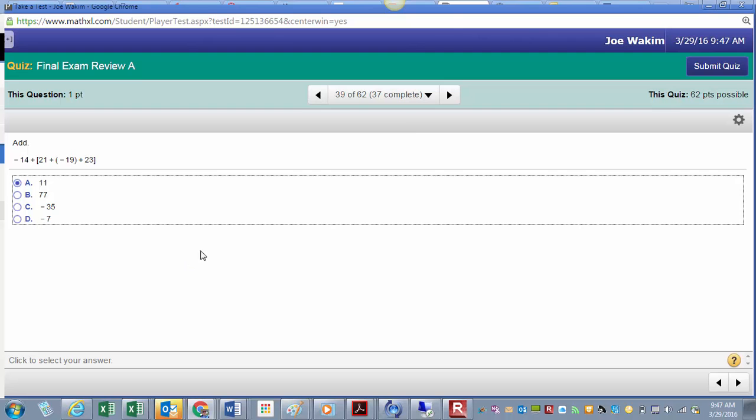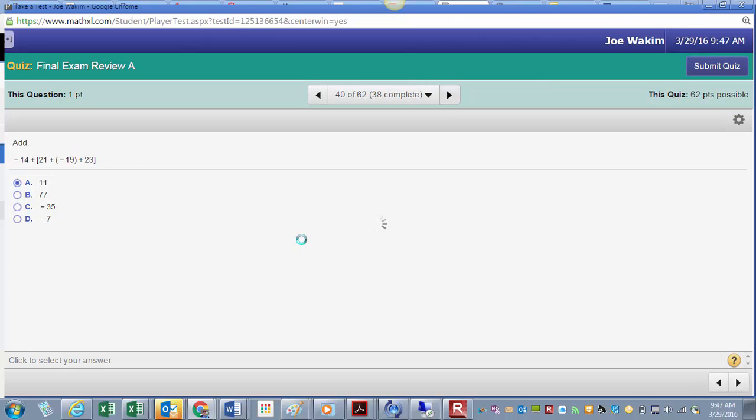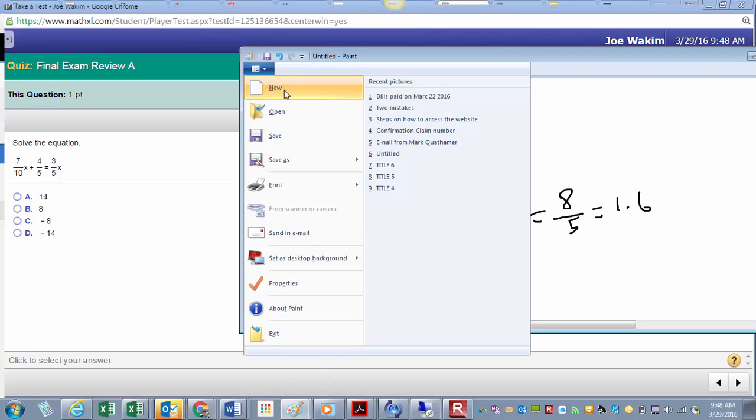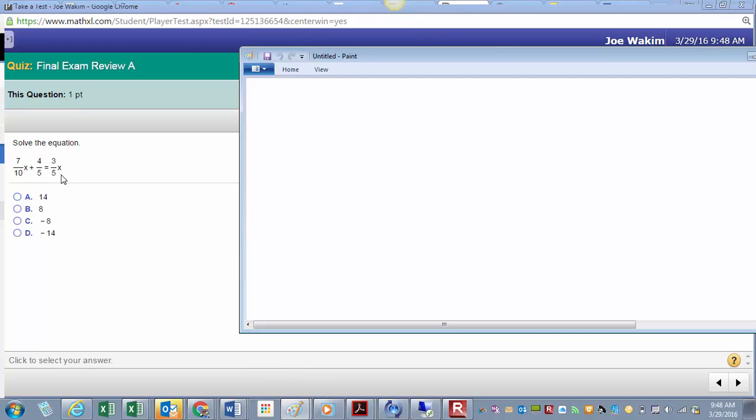Okay, solve the equation. We have to multiply everything by the lowest common denominator, which is 10. Let's try this one. So multiply everything by 10. The 10 will cancel, so you end up with 7x. 10 divided by 5 is 2. 2 times 4 is 8. 10 divided by 5 is 2. 2 times 3 is 6x. Subtract 6x from both sides. Subtract 8 from both sides. So that would be x equals negative 8. Final answer. That would be C.